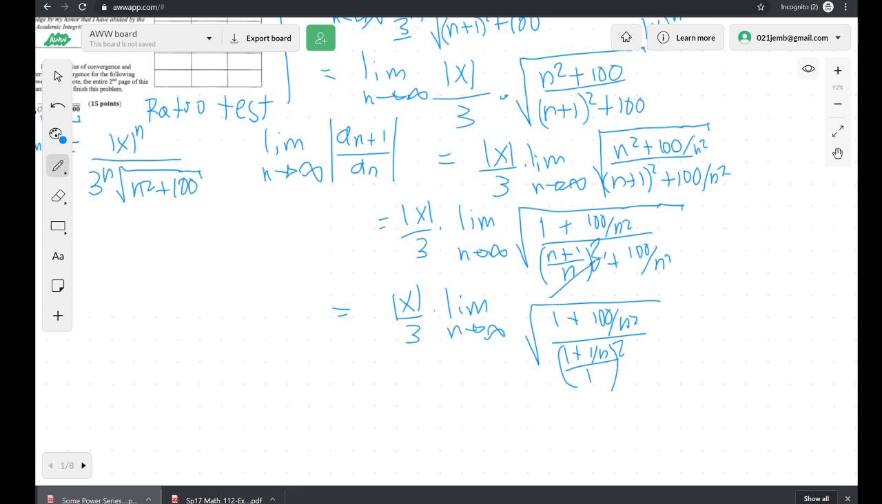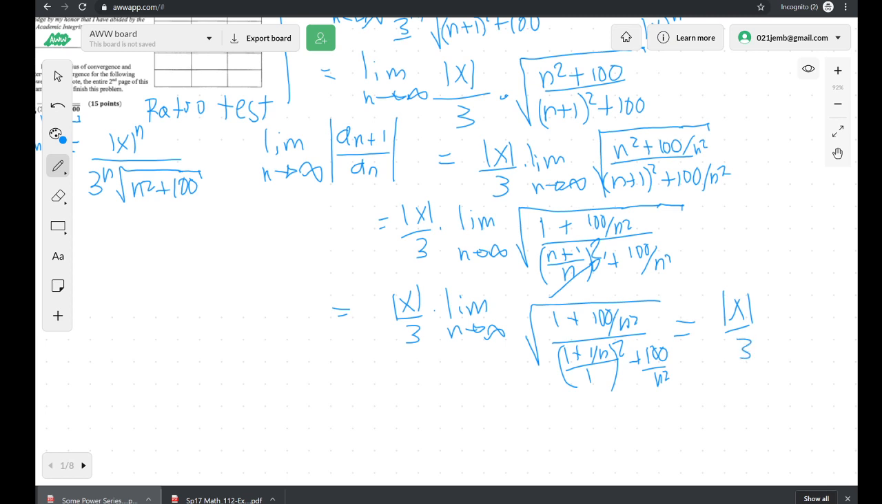If this goes to 1, I don't think that will be an issue. But just to be safe, you could show this extra step. So this is 1 plus 1 over n, over 1 squared. And when you take the limit of that, all of that is going to go to 1 times the constant, which is the absolute value of x over 3. So that's going to be the limit.